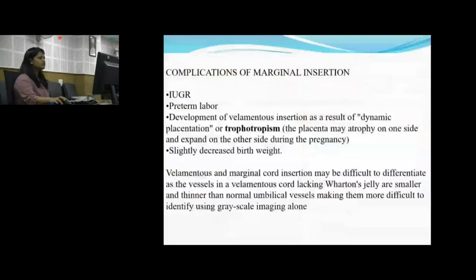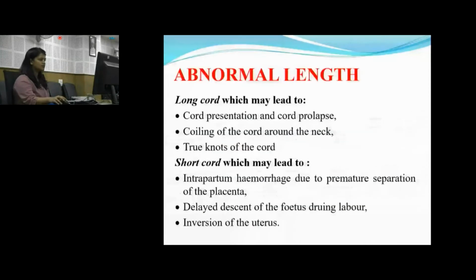What are the complications of marginal insertion? It may lead to IUGR and preterm labor, and it is actually also a result of dynamic placentation or trophotropism, where the placenta may atrophy on one side and expand onto the other side where there is better supply, and thus this leads to marginal insertion of the umbilical cord. Abnormal length of the umbilical cord. A long cord may lead to cord prolapse or coiling of the cord around the neck, and there may be true knots of the cord. A short cord may lead to intrapartum hemorrhage due to premature separation of the placenta and delayed descent of the fetus during labor, and inversion of the uterus can also be caused.